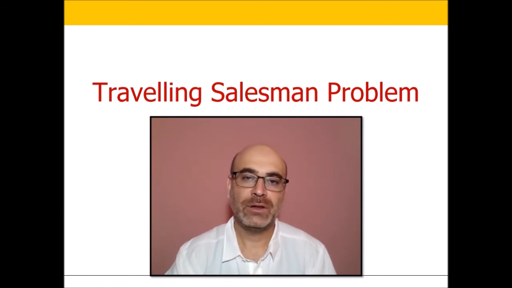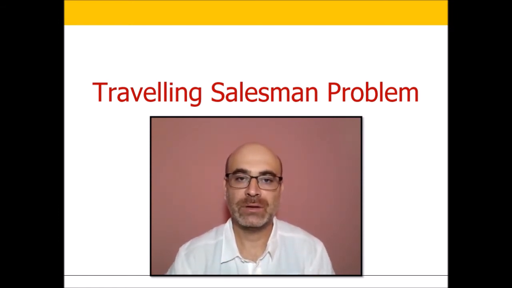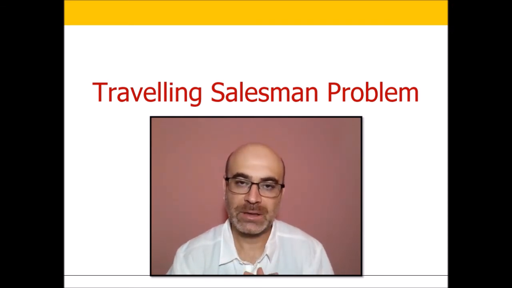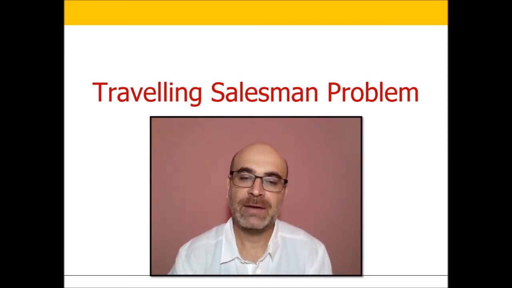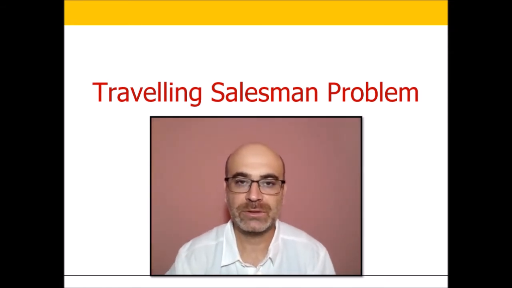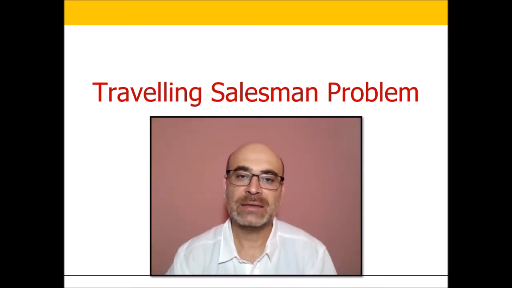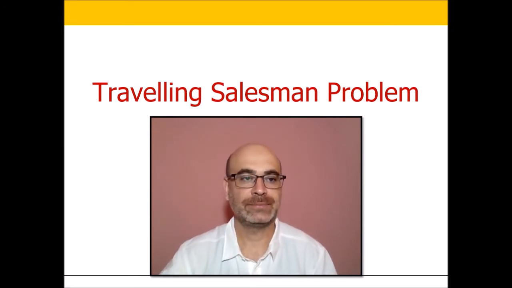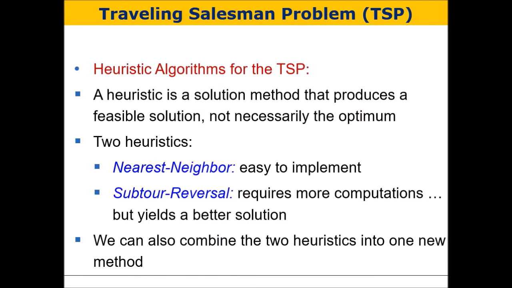Okay, so we will learn basically what construction and improvement heuristics are, what their properties are, very basically, and we will learn the main steps of the nearest neighborhood and subtour reversal heuristics, and we will make some examples. So let's get started. Heuristics are solution methods for optimization problems, but they are not exact solution algorithms.